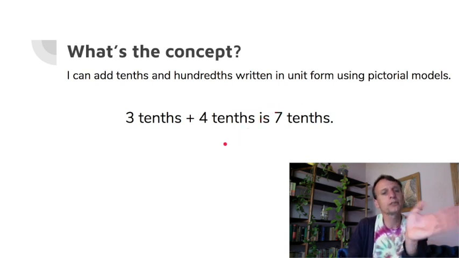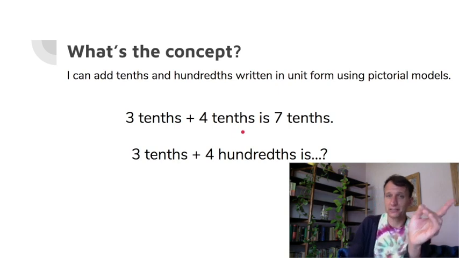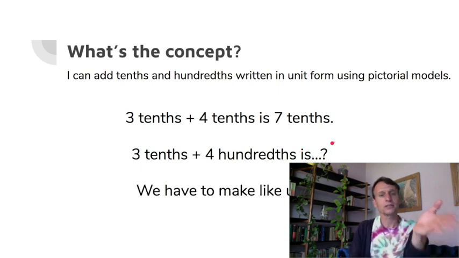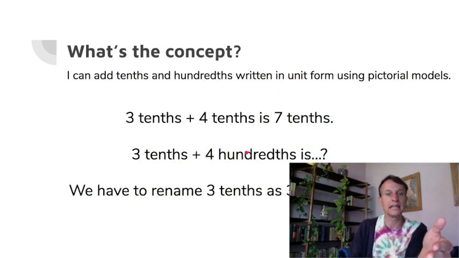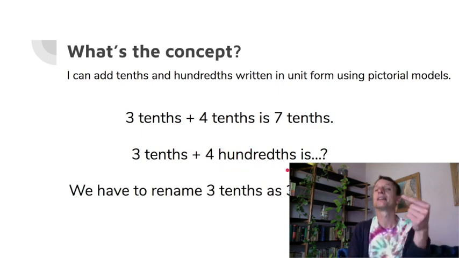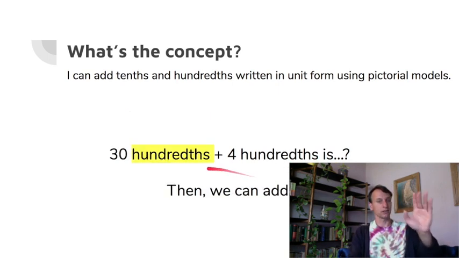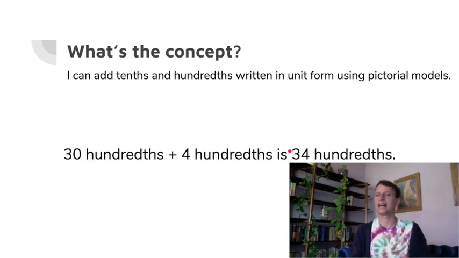But then if we had 3/10 and 4 hundredths. Well, that's a different dog now, isn't it? We can't just say it's 7 anything or whatever. We have to think about it a little bit at least. We have to make like units. We have tenths and hundredths. Which one are we going to convert? Exactly. The tenths we can convert to hundredths. We can rename 3/10 as 30 hundredths. Now we're adding 30 hundredths and 4 hundredths. What's that? 34 hundredths. Excellent.